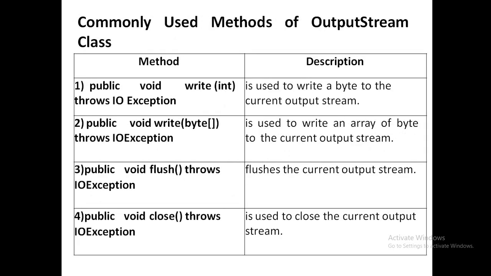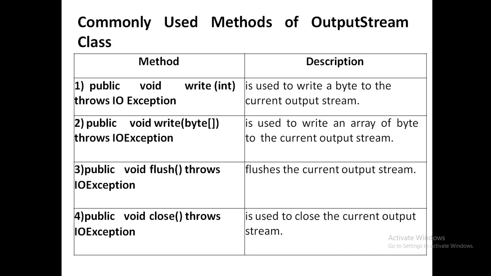Commonly used methods of output stream class. Public void write is the method that is used to write a byte to the current output stream, and public void write, where the argument being passed is of byte data type, which is an array. This is used to write an array of bytes to the current output stream. Public void flush: here the flush method flushes the current output stream, and public void close is used to close the current output stream.